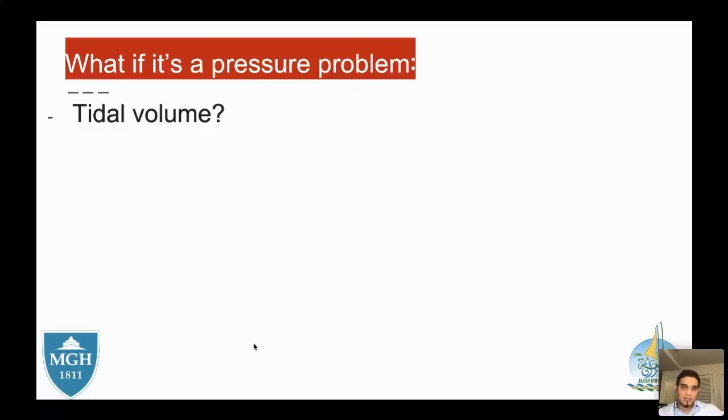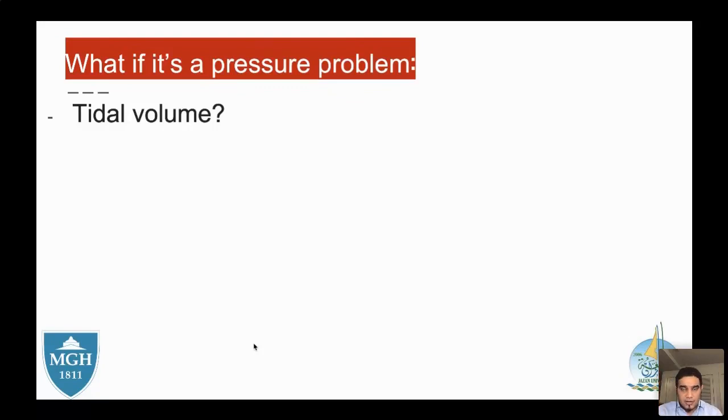So every time I look at the machine and it's giving me a number above 30, I say I have a pressure problem, since I already said the peak is almost correlated to the plateau, although usually the plateau is less by 5 to 6 or so. If there's already a problem in the peak, I'm going to check the plateau, but I think I have a problem in the pressure. So the first thing you can do is go down on the tidal volume to the recommended ARDSNet, which is 4 to 6, but go down to 6 first.